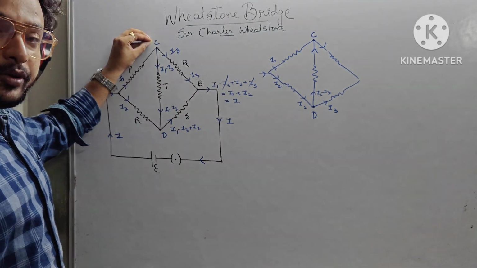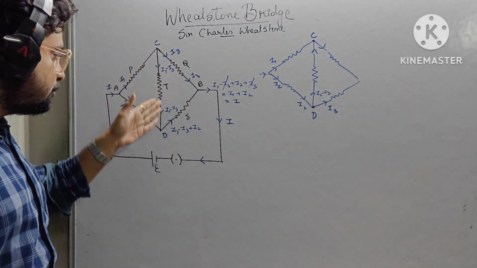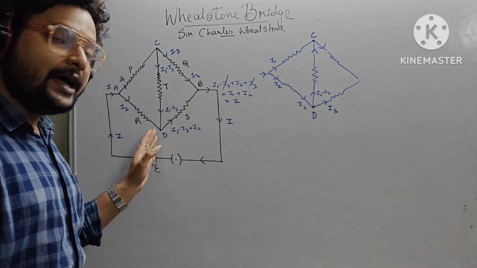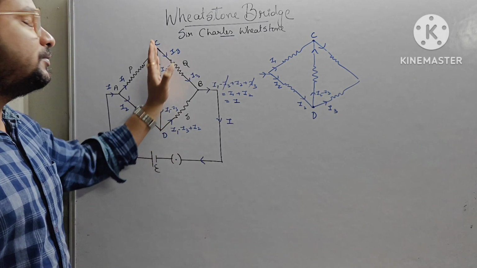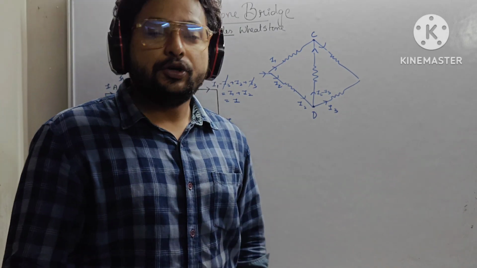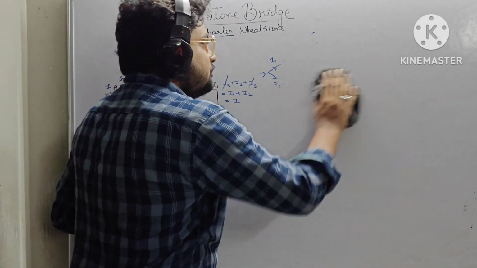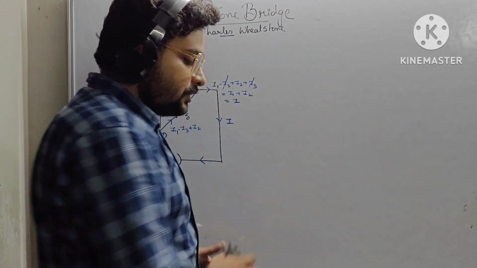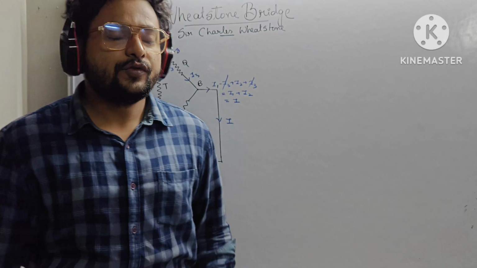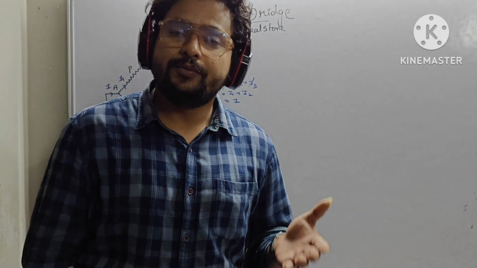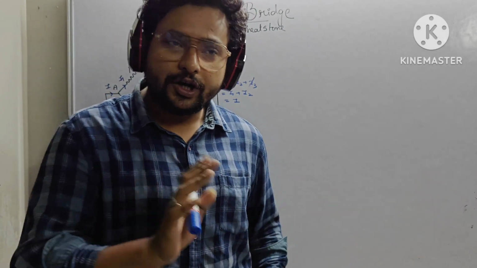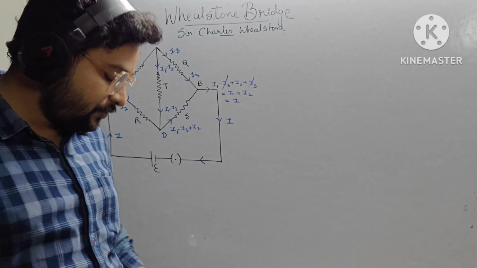If C is at higher potential than D, then current is going to flow from C to D. If D is at higher potential, then current is flowing from D to C. So I hope your doubt is clear. Fine, let's continue with this one. But whether current flows from C to D or from D to C, it doesn't matter. It will not affect whatever we are trying to do over here.